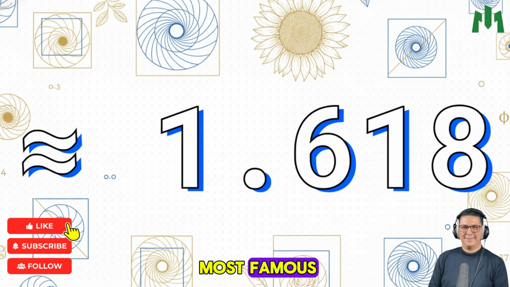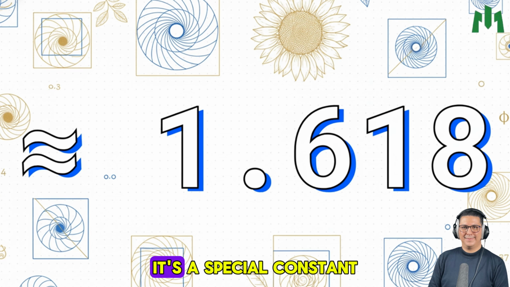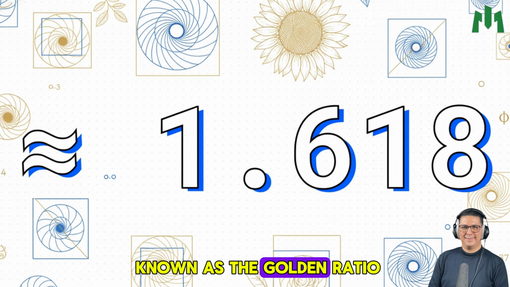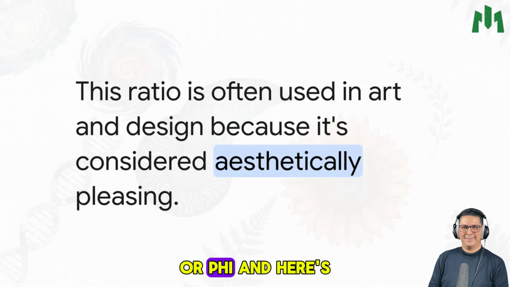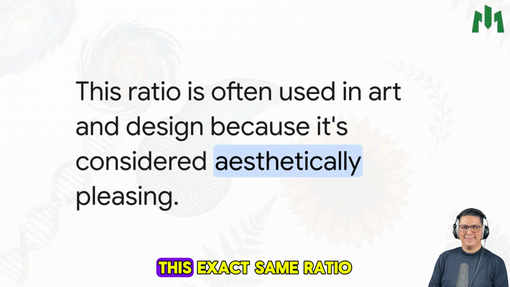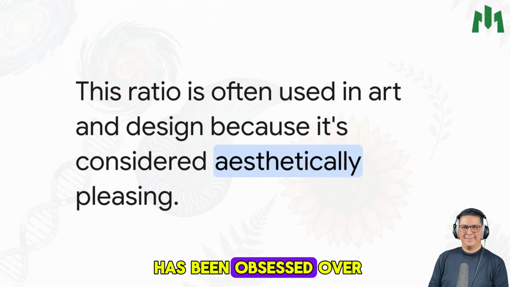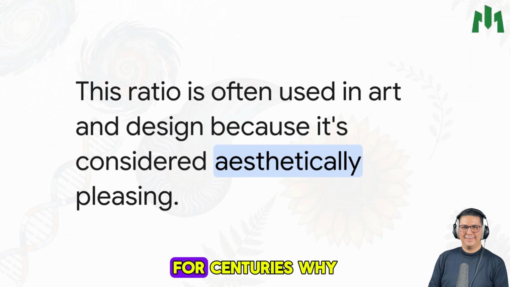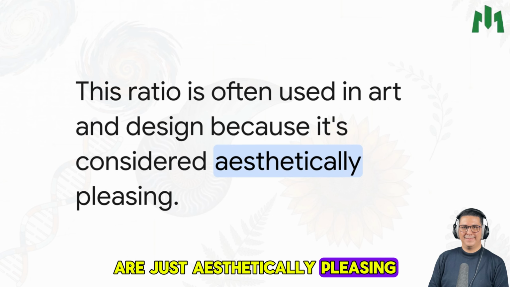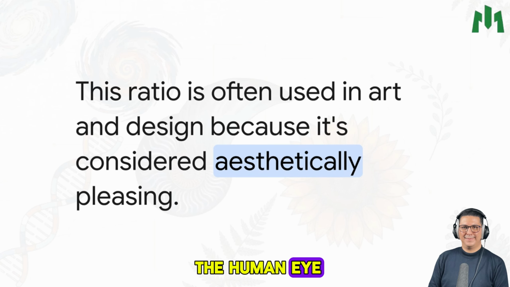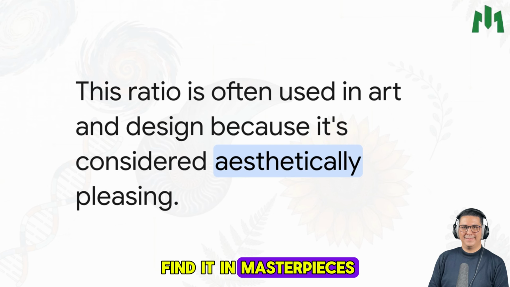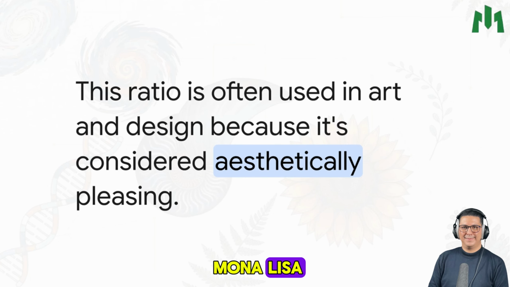Now, this isn't just some random number. It's one of the most famous numbers in all of mathematics. It's a special constant known as the golden ratio, or phi. And here's where it gets really wild. This exact same ratio has been obsessed over by artists and architects for centuries. Why? Because for some reason, proportions based on the golden ratio are just aesthetically pleasing. They feel right to the human eye. It's why you can find it in masterpieces from the Parthenon all the way to the Mona Lisa.